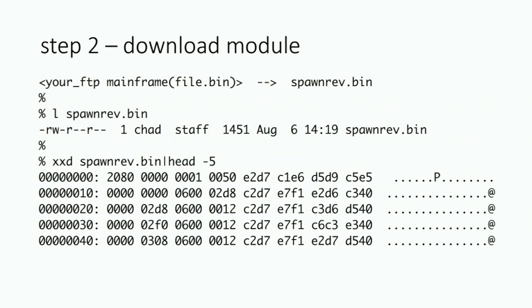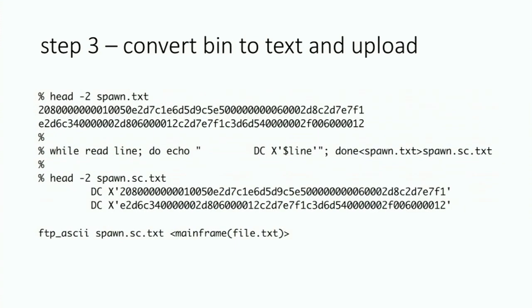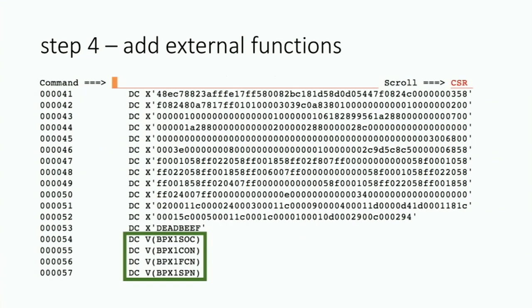And I'm essentially just going to take that binary. I'm just going to use a combination of XXD, grep, cut, that kind of stuff, and make it into a text file that is formatted like a bunch of assembly constant strings. I'm going to put that back up on the mainframe as a text file, and then the only other thing I've got to do is resolve those pesky external functions.